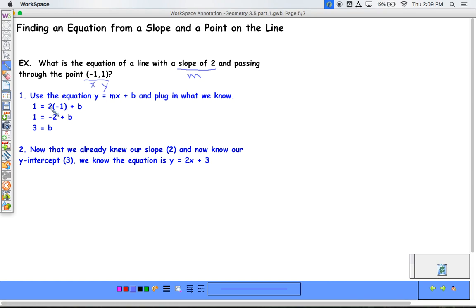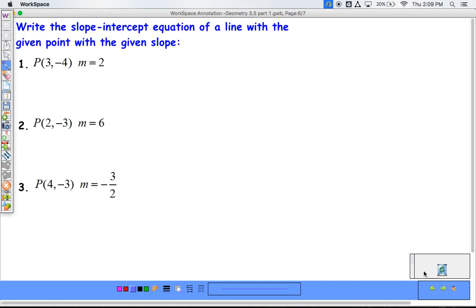So doing some algebra, 2 times -1 is -2. Add the 2 over, b is going to be 3. So now we have our y-intercept and our slope, so we can say y equals 2x plus 3. So just doing a little algebra here, we can find that y-intercept. So we'll go over a few examples here. If you want to try a couple of these on your own, or maybe watch me do the first couple, then try the last one on your own, that might be a good idea, some good practice.